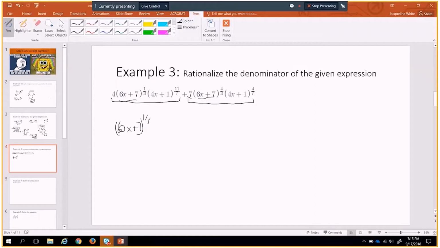We have a 4x plus 1 to the 11 over 7 on this side, and we have a 4x plus 1 to the 4 over 7 on the other side, all right? Going back, it was the lowest exponent that they have in common. So for this one, what is the lowest exponent that we have for a 4x plus 1? Is it 11 over 7 or 4 over 7? It's going to be 4 over 7. All right, so we're going to take a 4x plus 1 to the 4 over 7 out.